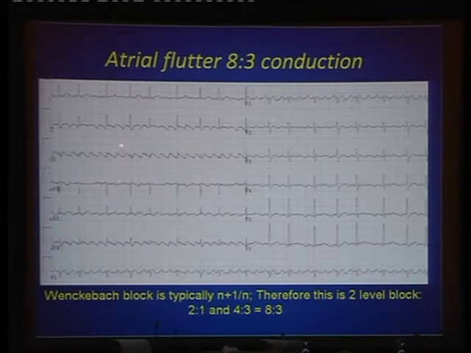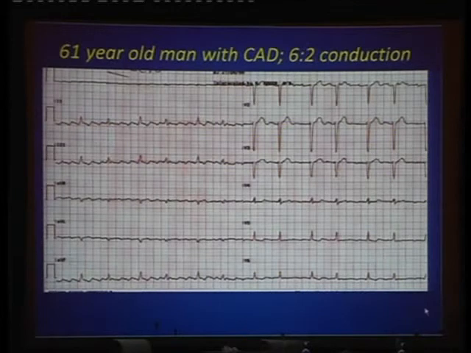And this goes on forever. This is not random. This is not variable conduction. This is 2-level block. Does anyone care? Well, I do. It's fun. It's fun to think of this. It's fun to sit with your residents and your fellows and show them this ECG.